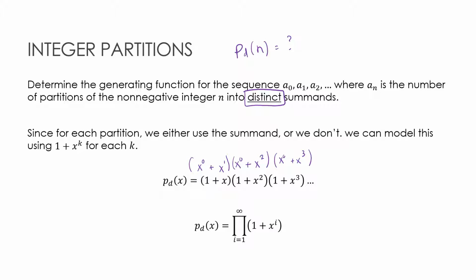To write it as a pi product, I'm going to write it as the pi product of 1 plus x to the i. So again, I'm multiplying 1 plus x to the first, 1 plus x to the second, 1 plus x cubed, etc., etc., all the way up to whatever value I determine that I'm trying to solve for.